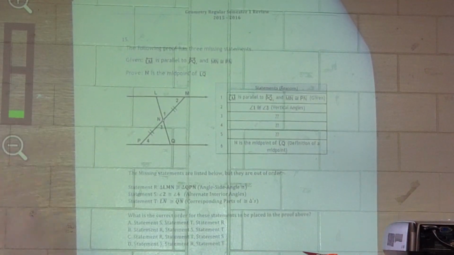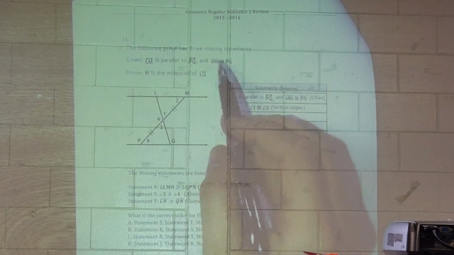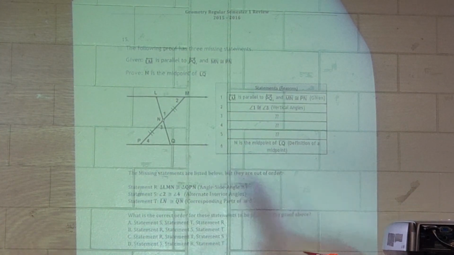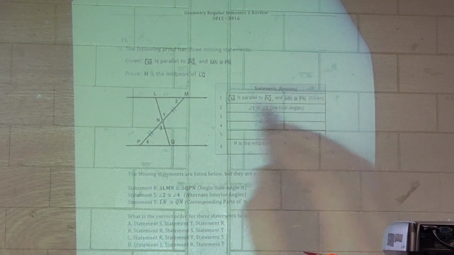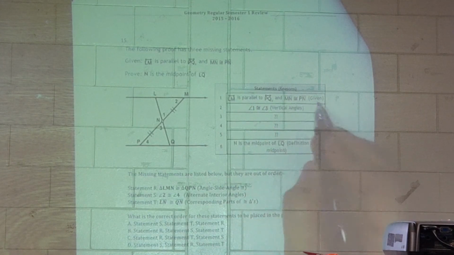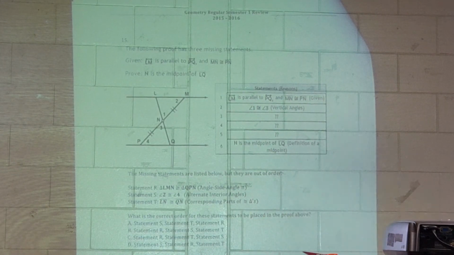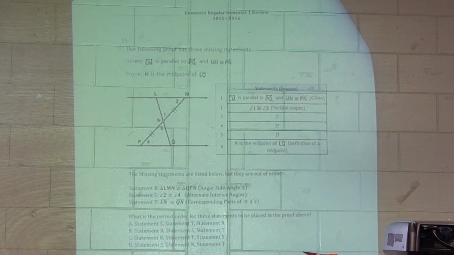Number 15 is going to be a dreaded proof, our favorite things to do ever. The following proof has 3 missing statements. They gave us this, and they said, what are the missing statements that have to go into this proof? It's weird. They did this proof, and you can see that instead of doing a left and a right, they did a left as a statement, and then their reasons are just in parentheses. Don't know why, that's kind of weird, but we're going to go with it. And they told us 3 statements. We just got to put it in order.